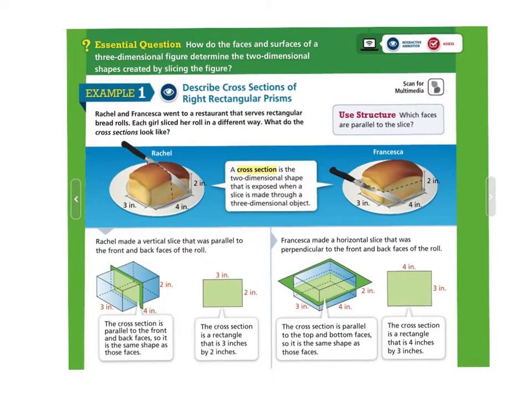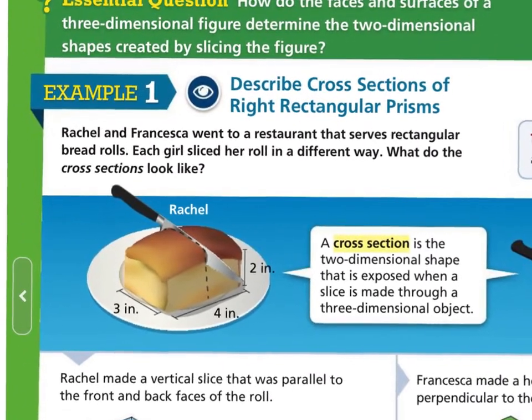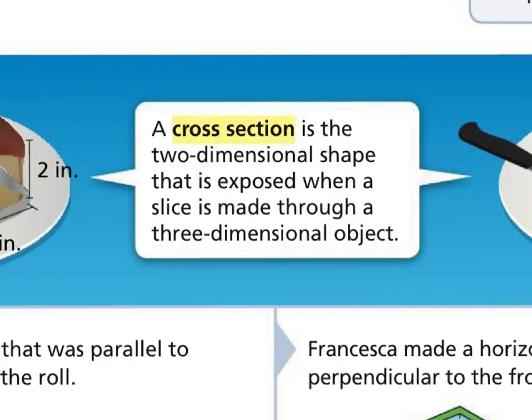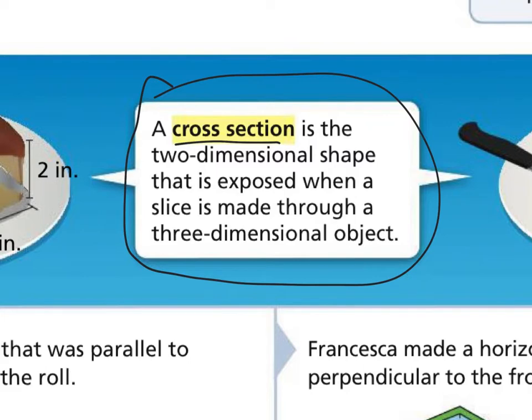So if we look at the next page, example 1: Rachel and Francesca went to a restaurant that serves rectangular bread rolls. Each girl sliced her roll in a different way. What do the cross sections look like? Okay, so here's our definition for a cross section. It's a two-dimensional shape that is exposed when a slice is made through a three-dimensional object. So if we have a three-dimensional object, we slice it, we cut it somehow, we're going to see a two-dimensional shape, and that's going to be the cross section.